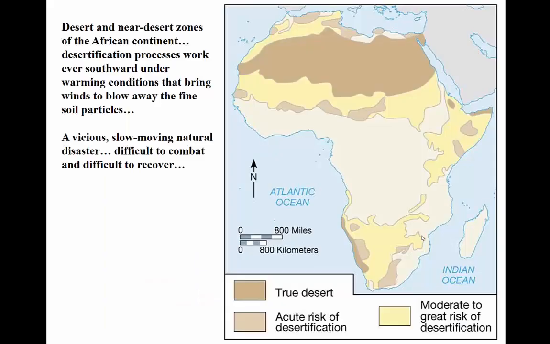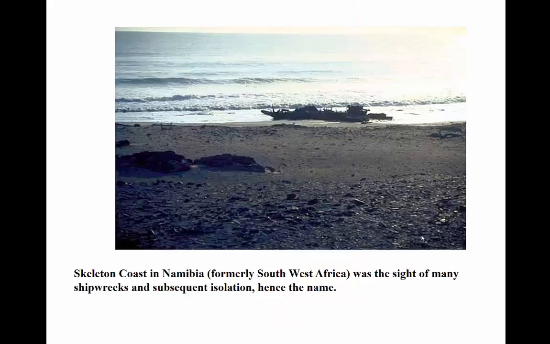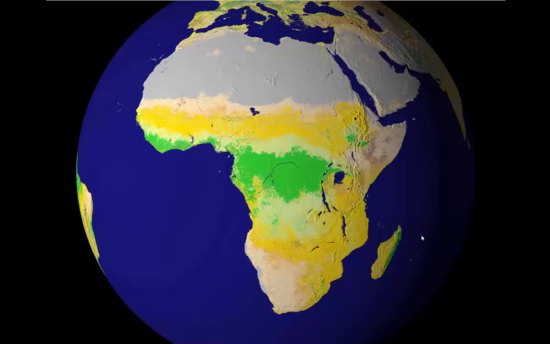So you can see these desert-like conditions, and as you can imagine, these desert-like conditions are really going to dictate how people live. This is the skeleton coast in Namibia. This is Southwest Africa. And Namibia, we're looking at this region over here.